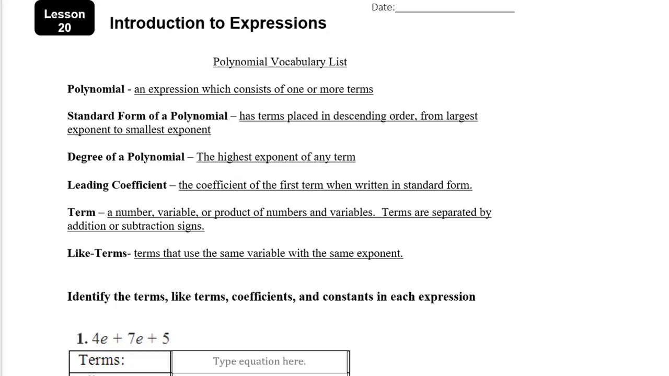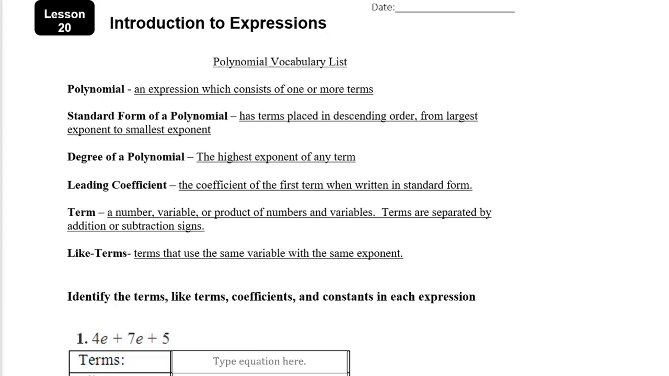All right, so a polynomial is an expression which consists of one or more terms. Standard form of a polynomial has terms placed in descending order from largest exponent to smallest exponent. For example, if I have x cubed, followed by an x squared term, plus an x term, plus 5. So x cubed plus x squared plus x plus 5, that would be in standard form, in order from largest exponent to smallest exponent, and then our constants.